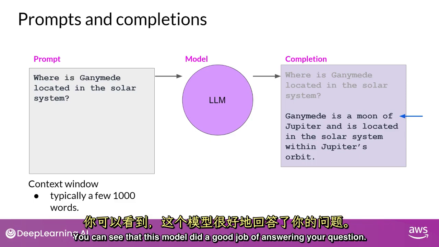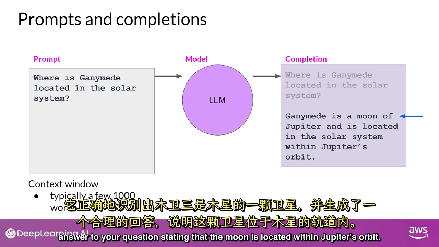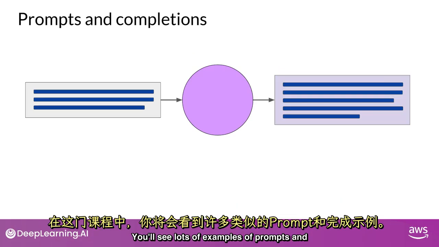You can see that this model did a good job of answering your question. It correctly identifies that Ganymede is a moon of Jupiter and generates a reasonable answer to your question, stating that the moon is located within Jupiter's orbit. You'll see lots of examples of prompts and completions in this style throughout the course.